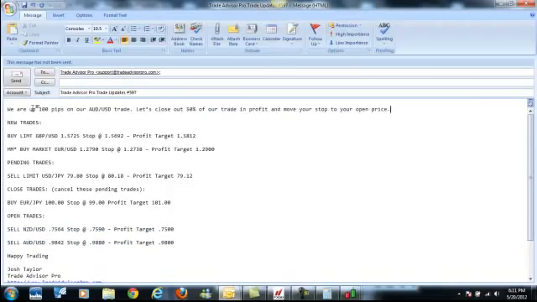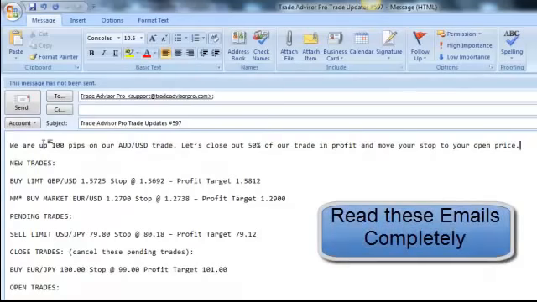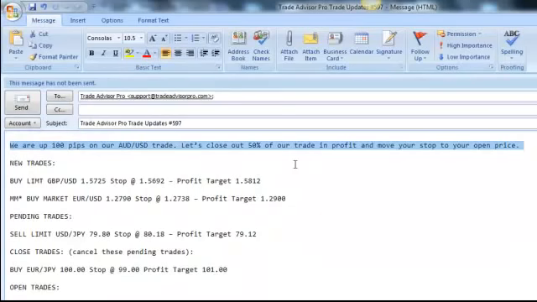Alright, so I'm back here. So here's what I did. I added a little bit of verbiage in here. In some of these emails there will not be much verbiage, there will usually be a little bit, but many of the emails actually have a lot of information. You need to make sure you read the emails clearly, because a lot of times we're showing you how to manage a trade that we're already in. So in this section right here, it just says that we are up 100 pips on our Aussie US dollar trade. Let's close out 50% of our trade in profit and move your stop to open price.